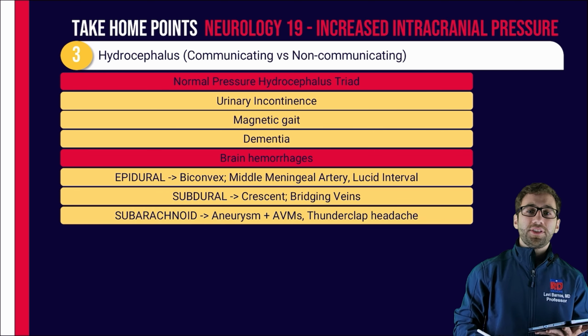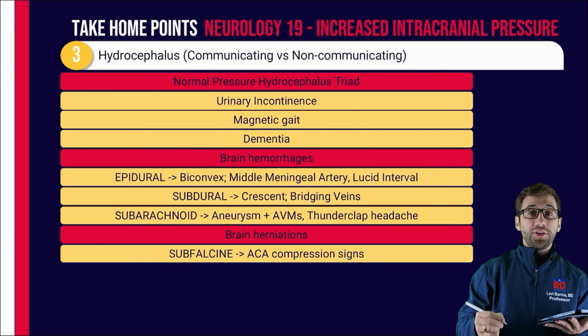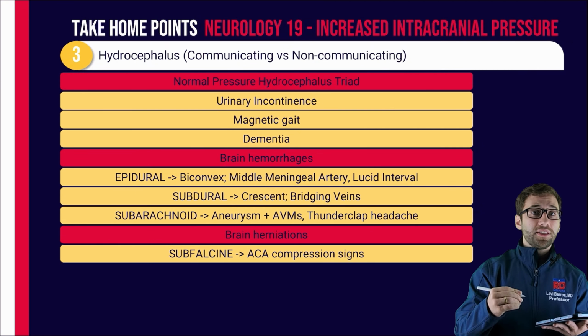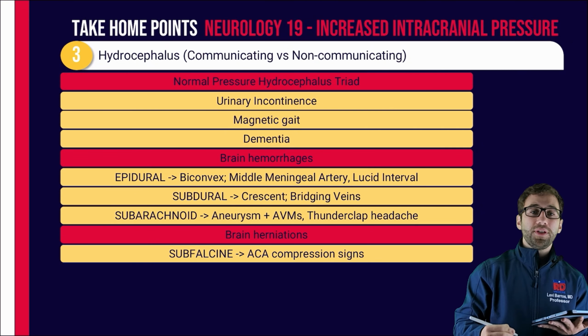Now, brain herniations occur when increased ICP causes brain tissue to shift from its normal position. There are several types of brain herniation. Subfalcine herniation involves displacement of the cingulate gyrus under the falx cerebri, compressing the anterior cerebral artery and causing signs of ACA compression. Transtentorial or central herniation involves downward displacement of the brainstem, leading to progressive neurological deterioration, presenting with decortication or decerebration.